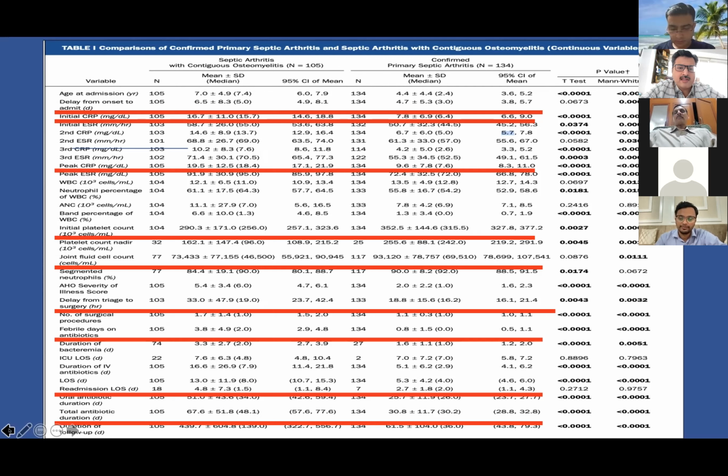And they have found that CRP is very high based on this. Yes, but it's 19 only, sir. So that's not that significant, right?